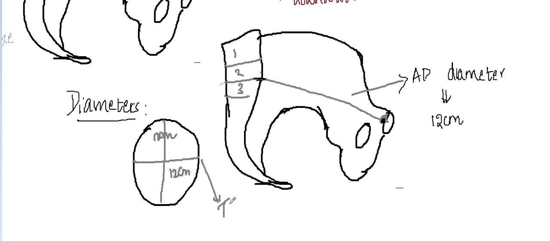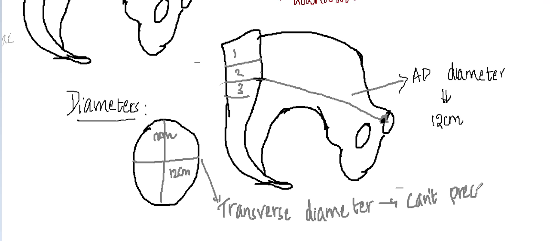Okay, it is really difficult to see the transverse diameter of the pelvic cavity because of the presence of soft tissues and the foramina. So we cannot precisely measure it. But it is taken as 12 centimeters. Okay, so these are the different diameters of pelvic cavity.